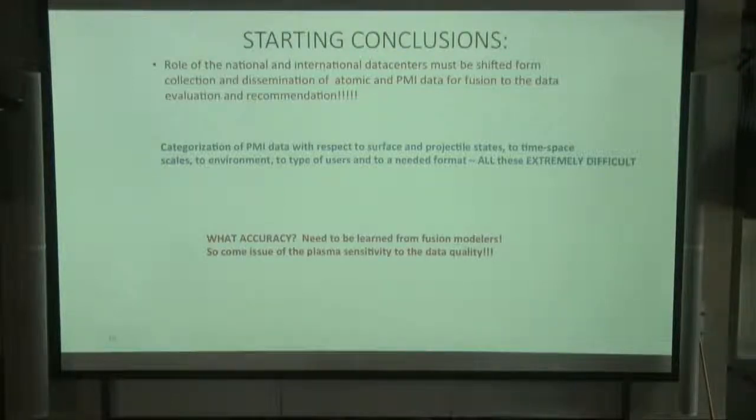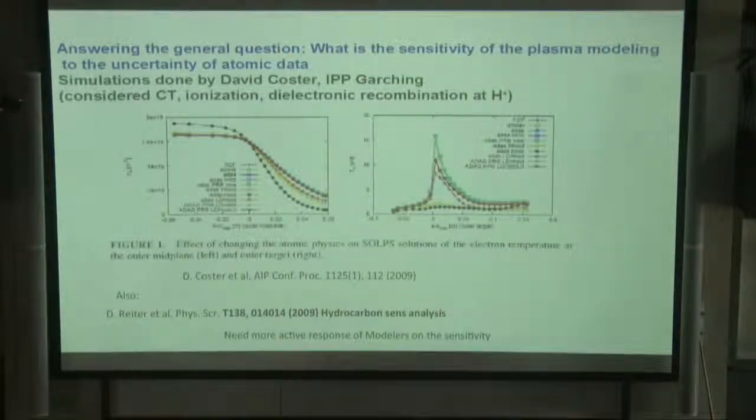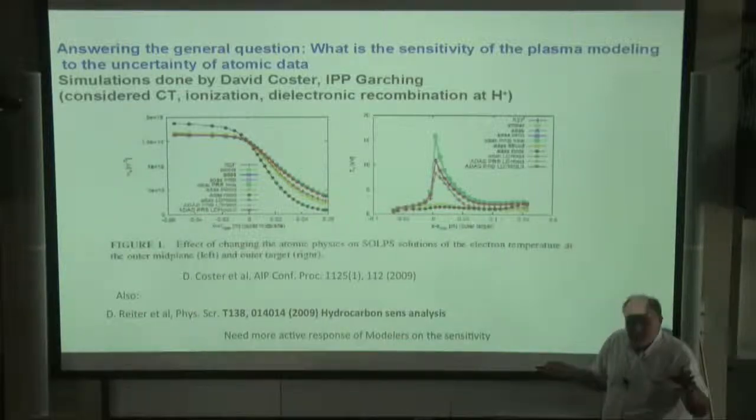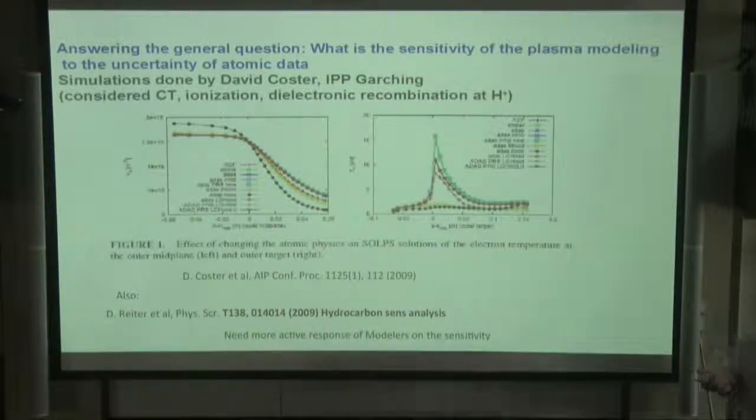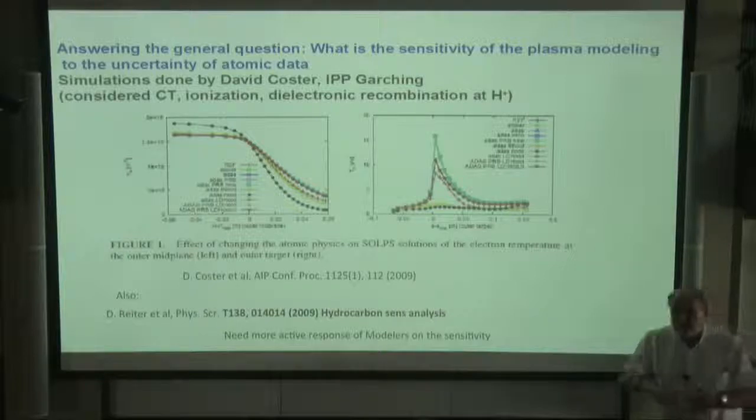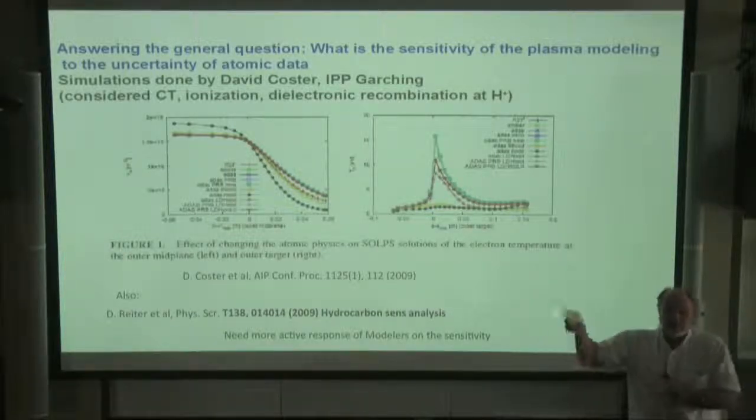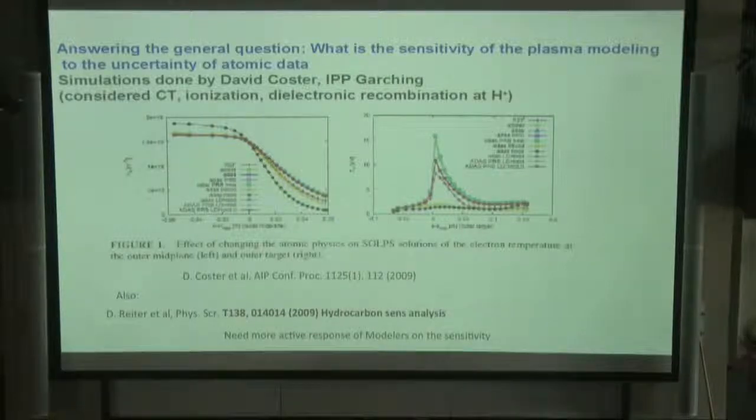So what accuracy will need to be learned from fusion modelers. That's the point here, and they are not very active in that. This is a calculation done by David Coster, and Detlev Reiter, who is here, is also another fusion plasma modeler who is responding to this. It shows how much the data for temperature and concentration change between database versions of the same database, the ADAS database, between 95, 98 and 2000. These are minimal changes in data, but these are data for hydrogen, the most abundant one. So that's the trick.